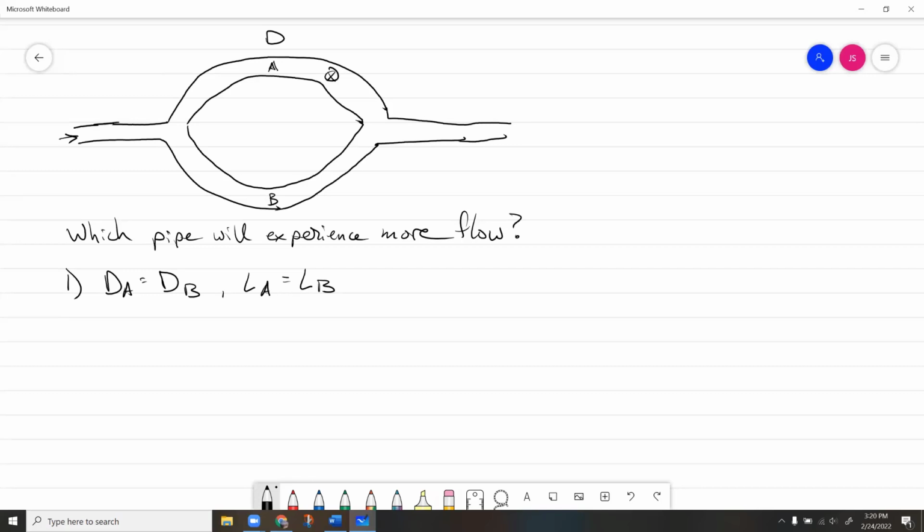Simone, what do you think? Well, since the head losses have to be equal, I imagine that that would be a major component of which one experiences more flow. Conceptually, I'm struggling. A would have more head loss. Is the amount of flow proportional to the amount of head loss? Yes. Do you think it's going to be inversely or directly proportional?